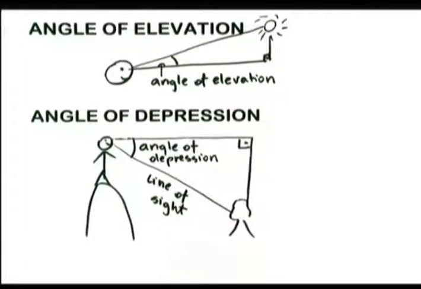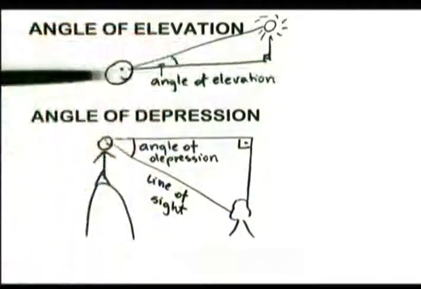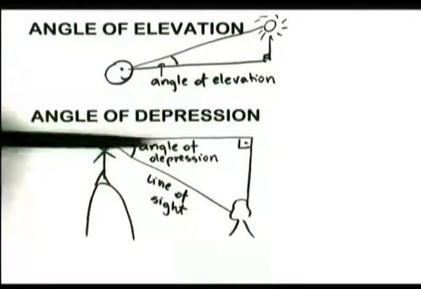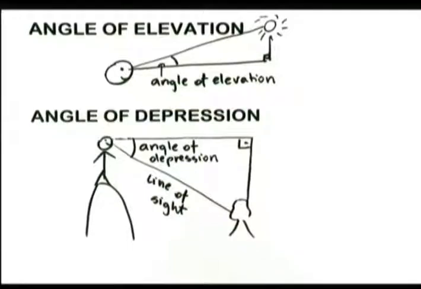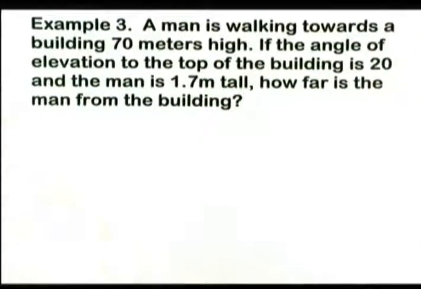So once we know what the angle of elevation is, that's the angle between the horizontal line looking upwards, and the angle of depression is between the horizontal line looking downwards. Once we know those two angles, we can solve the next problem. A man is walking towards a building 70 meters high. If the angle of elevation to the top of the building is 20 degrees and the man is 1.7 meters tall, how far is the man from the building?